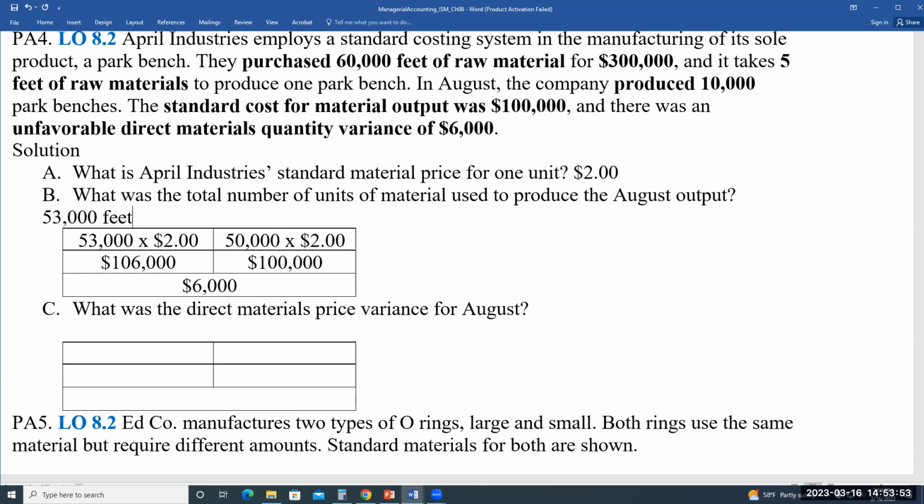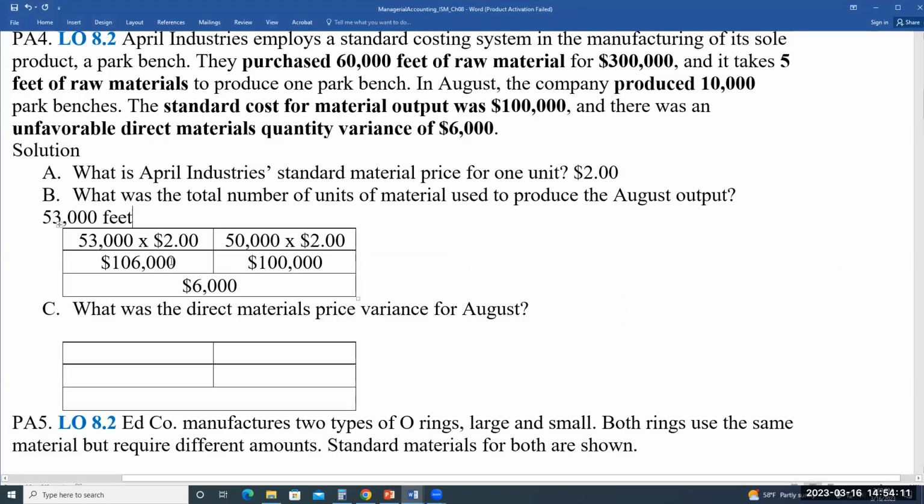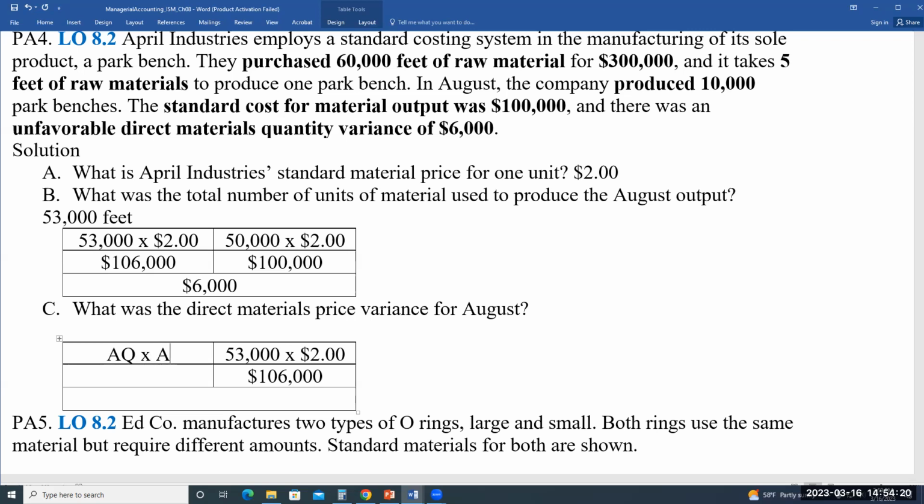Then what was the direct materials price variance? So that is the other formula, right? We just used this one. The price variance is this one, which means that the right side is going to be the same as the left side that we just filled in. So I'm just going to do a copy paste here. Over here, we're going to have to put actual quantity times actual price. Well, we know the actual quantity is 53,000.